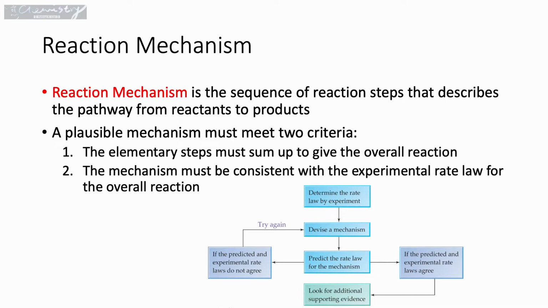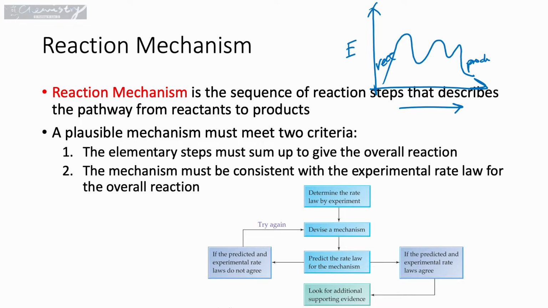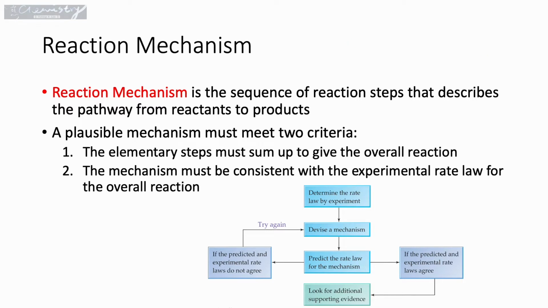Hi everyone. In this video, we are going to be looking at reaction mechanisms. So the reaction mechanism is a sequence of reaction steps that describes the pathway from reactants to products. Remember previously we looked at the reaction potential diagram. We plot energy against the progression of the reaction, and we were saying that to go from reactants to products, we have to go through certain steps. And this reaction mechanism is looking at the steps in sequence as to how we go from reactants to products.